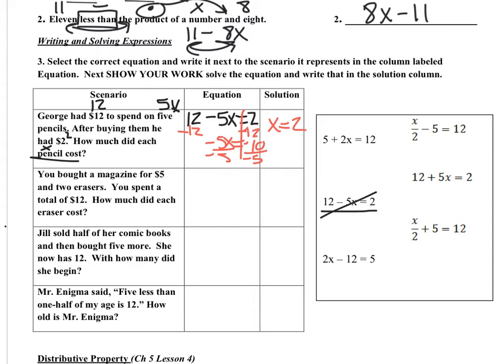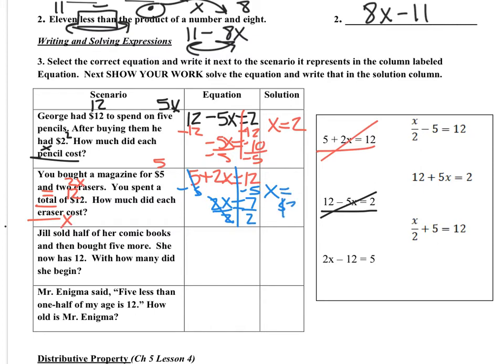Now in my second one, it says you bought a magazine for $5, so 5 is important. 2 erasers, that's important. And you spent a total of $12. How much did each eraser cost? So eraser in this case is X. So I look, bought a magazine for $5 and I bought 2 erasers, so 2X. Spending a total of $12. So in this case, I'd have my magazine plus my 2 erasers would equal my $12 total. And that would be my top one. 5 plus 2x equals 12. And now I can solve. Subtract 5 on both sides. 2x will equal 7. Divide by 2 on both sides. And it looks a little tricky, but we're actually going to get a decimal. X will equal $3.50.